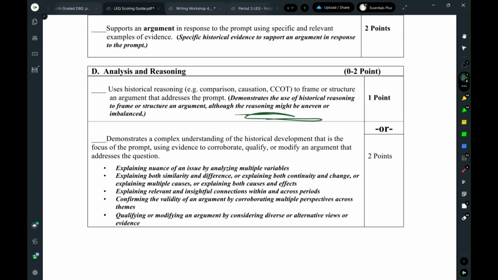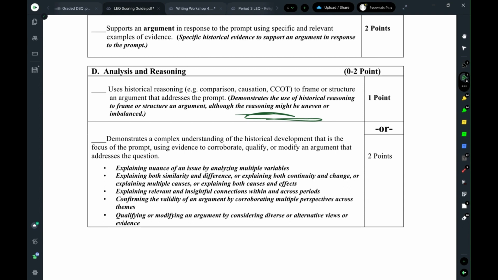It's going to ask you one of those. It's going to ask what were the similarities between this and this, or what were the differences between this or this. It's going to say, how did this thing cause this thing, or how did this thing affect this thing, right? It's not going to do both. You get a point here if you are using this to frame your entire argument.